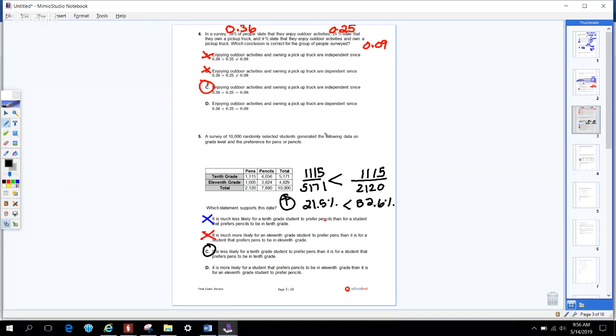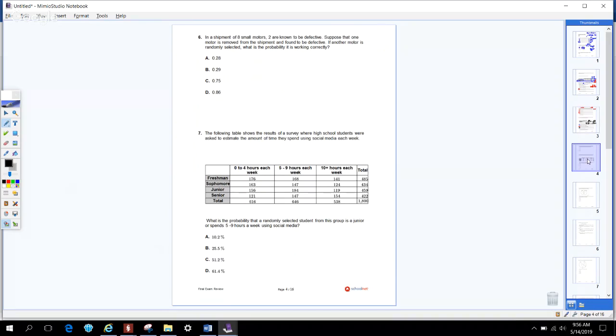Okay. Next, question 4. In a shipment of 8 small motors, 2 are known to be defective. Suppose that one motor is removed from the shipment and found to be defective. If another motor is randomly selected, what is the probability it is working correctly? So we know right away there's 8 motors. We know 2 of them are defective. So that means 2 out of 8.